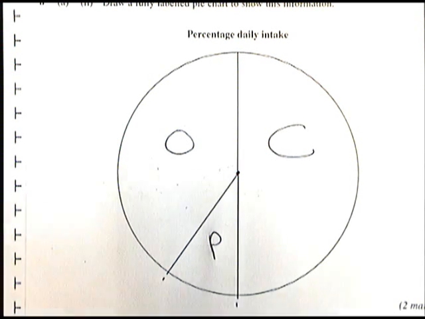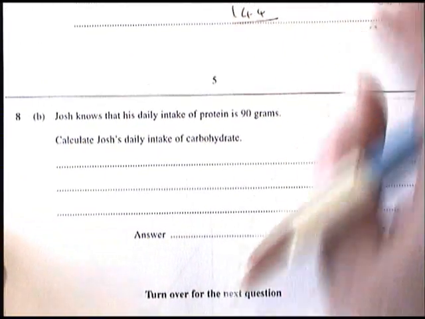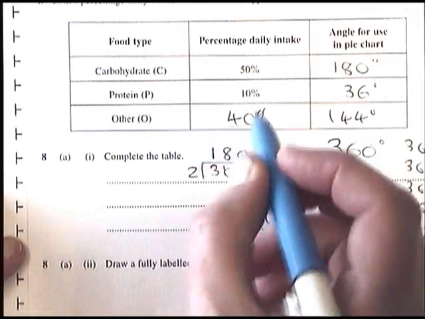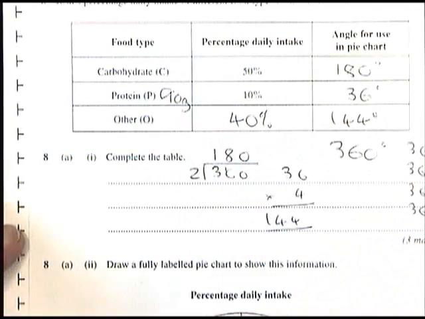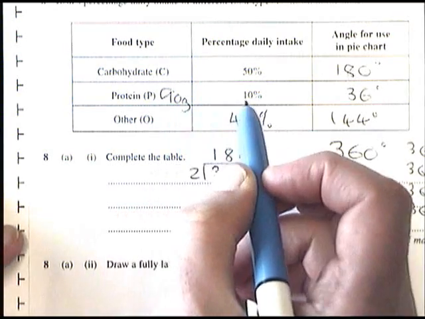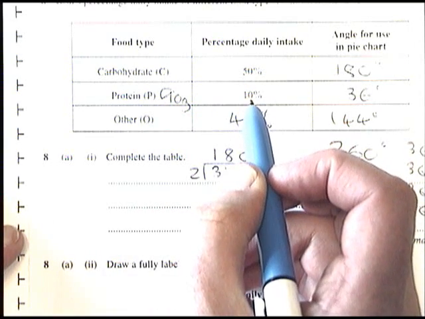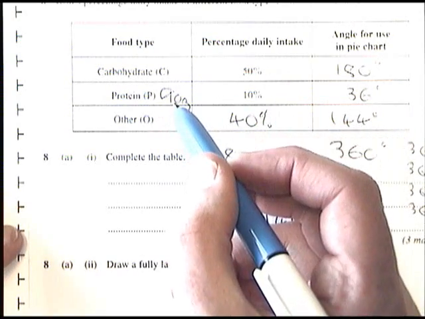On the next page, it carries on into 8 part B. It says, Josh knows his daily intake of protein is 90 grams. So let's go back to our table a minute. Josh knows that the protein here is 90 grams. We've got to find his carbohydrate. Let's have a look a minute. Carbohydrate is 50%, protein is 10%. So Josh has 5 times as much protein.